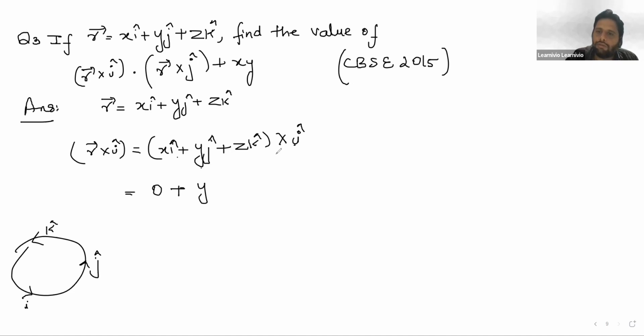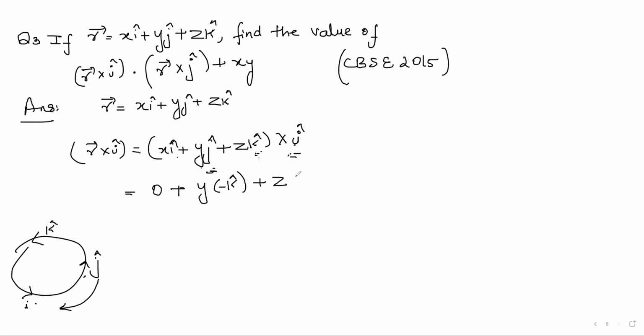What is j cross i, Abdur? Minus k cap. Very good. Minus k cap because the direction is clockwise. Now k cross i. What is k cross i? j cap. Very good. So r cross i, you get this. Similarly, you can find r cross j. Then find the dot product between them and then plus xy, you will get your answer.